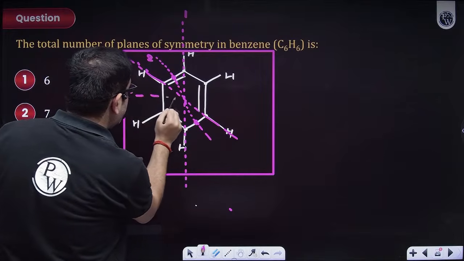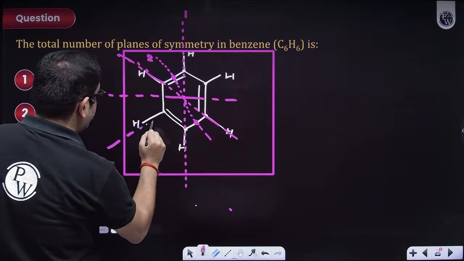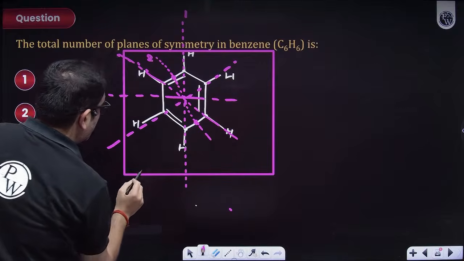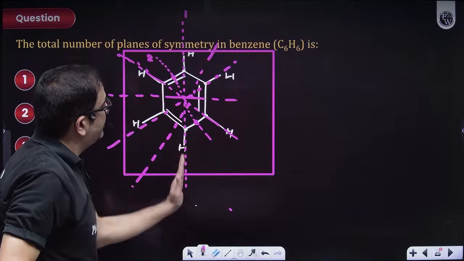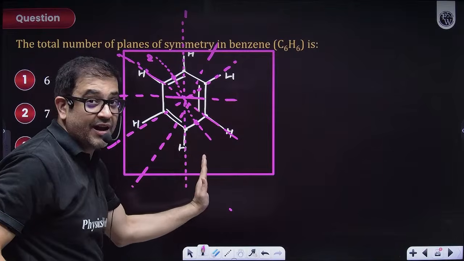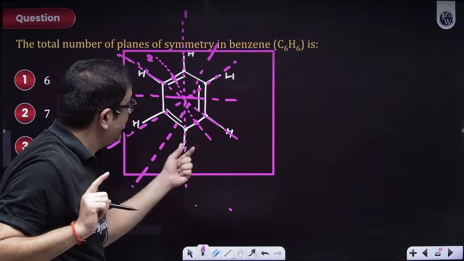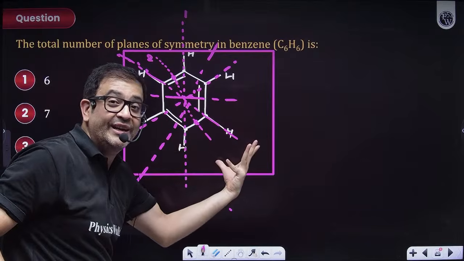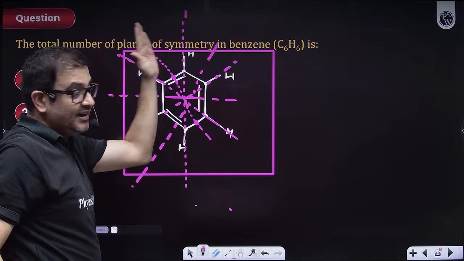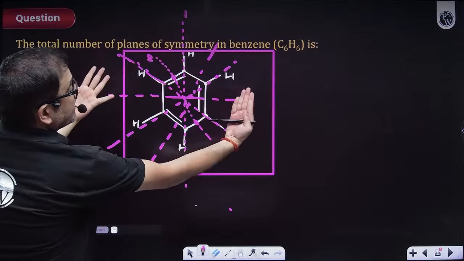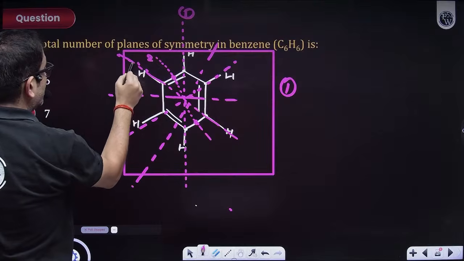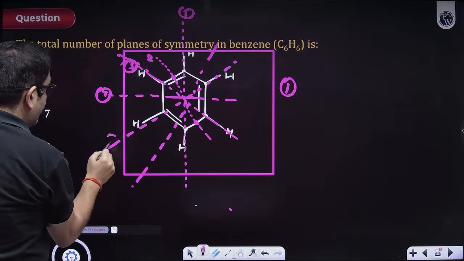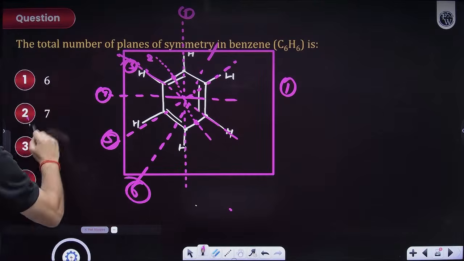This is 4, this is 5, this is 6. The center, and the 7th one is already the first one which I've counted. So this is the 6th. If you start from there, you have already included them. So 6 planes like this, and 1 plane is this. So 1 plane is this, and 6 planes: 1, 2, 3, 4, 5, 6. So in total you have 7.